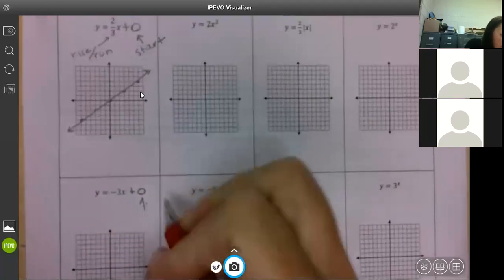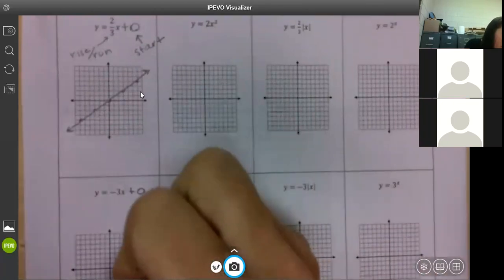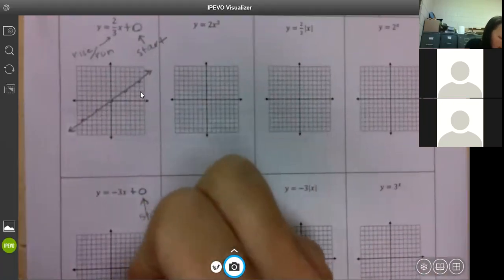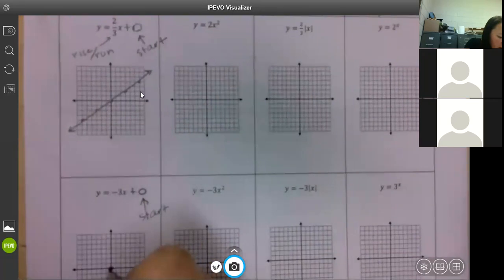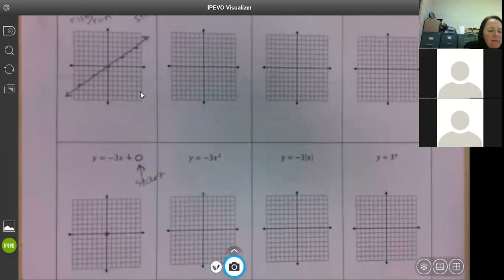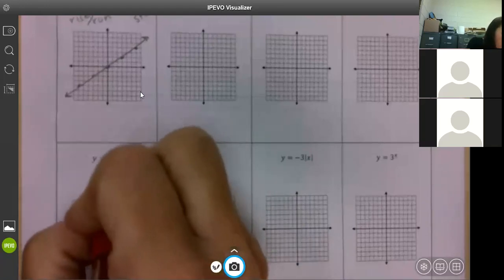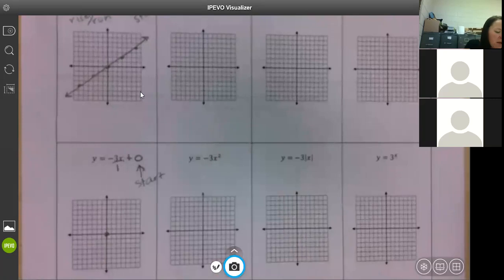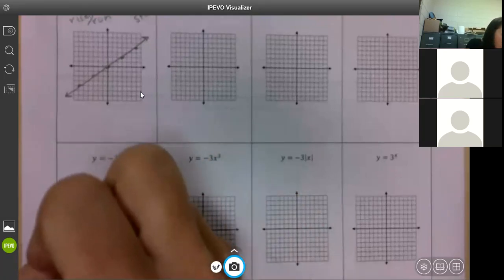So this is our start, and we put our 0, 0. And then how do we make negative 3 a fraction so that we actually have a rise over run? Somebody pop in and tell me. Put a 1 under it. Absolutely. So put a 1 under it. And then this is our rise over run.